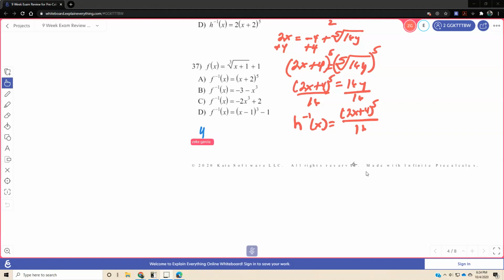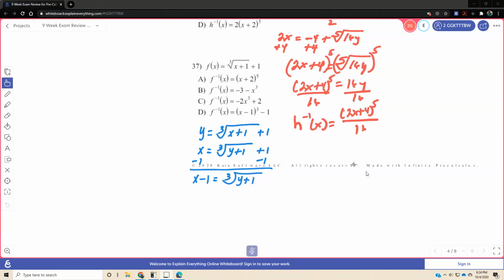We have y equals the cube root of x plus 1 plus 1. We have to switch the x and the y. So now we're going to go ahead and solve for y. We subtract 1 from both sides. So you have x minus 1 is equal to the cube root of y plus 1.